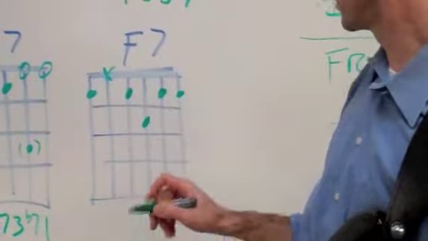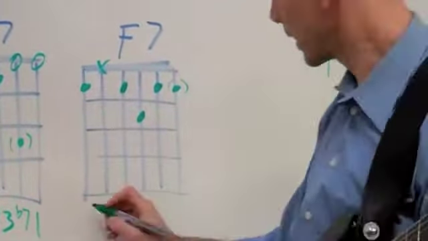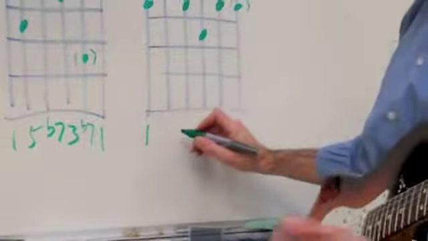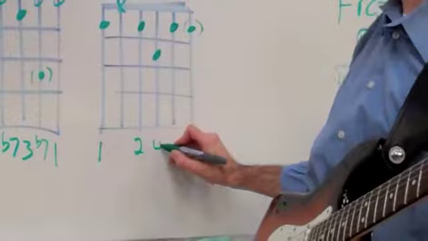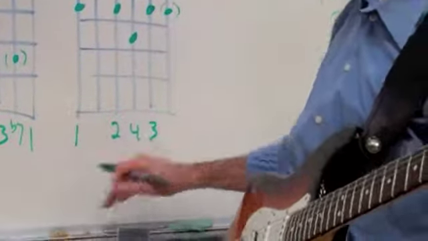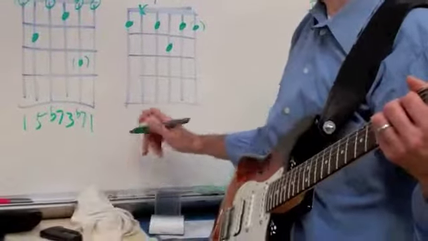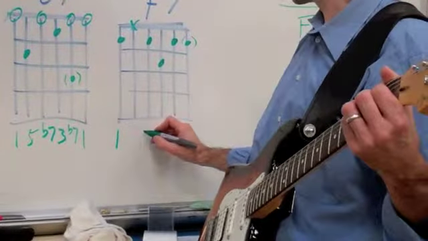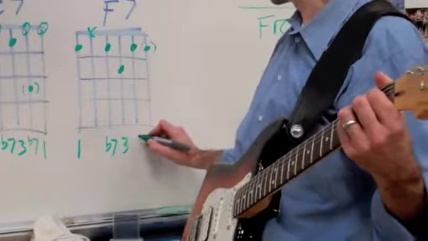Don't play that. This is optional. This is kind of tough to get. So the best way to get it is going to be 1, 2, 4, and 3. Oh, I'm sorry. I'm writing the finger numbers in. This is the 1. This is the flat 7. Here's the 3rd. Here's the 5th.